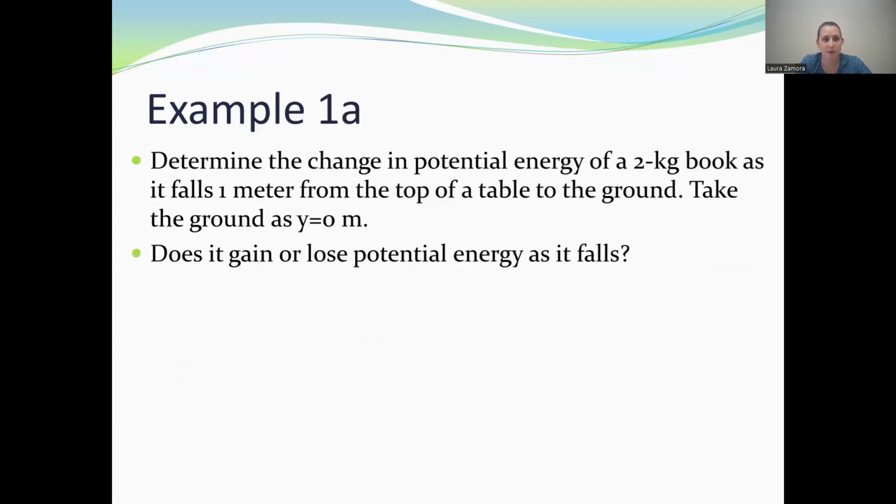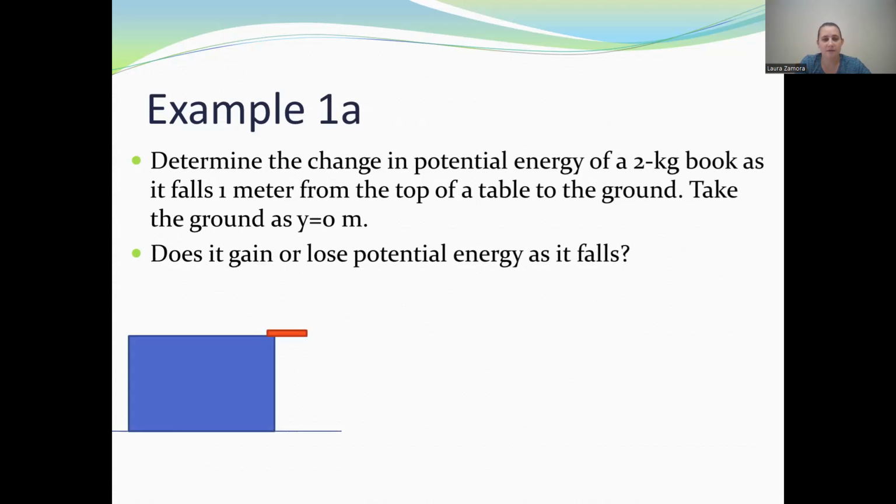Okay, so here's an example. If we want to determine the change in potential energy of a 2 kilogram book as it falls 1 meter from the top of the table to the ground, let's take the ground as our reference point for this example. Okay. So to determine the change in potential energy, we have the mass. We're assuming we're on Earth, so we know that gravity is 9.8. And we know the change in its height, or that displacement that it falls, is 1 meter.